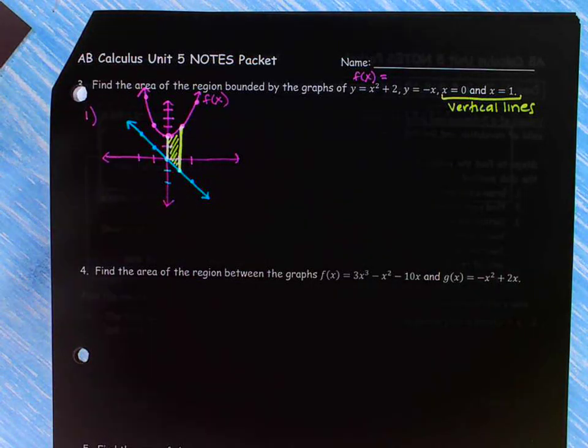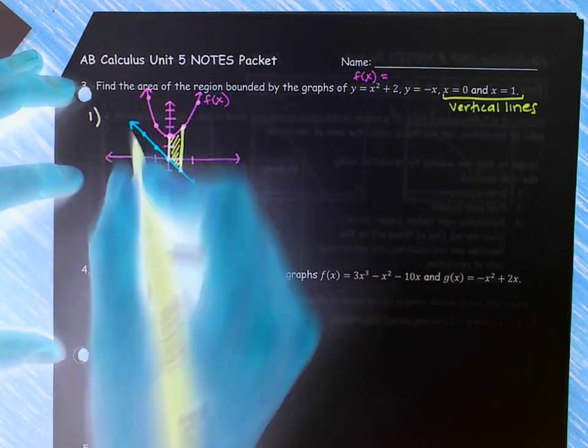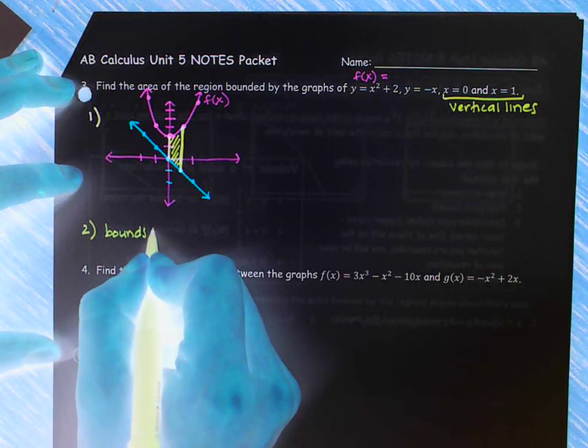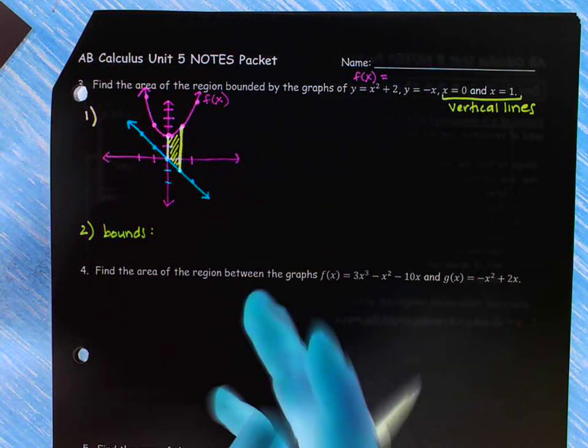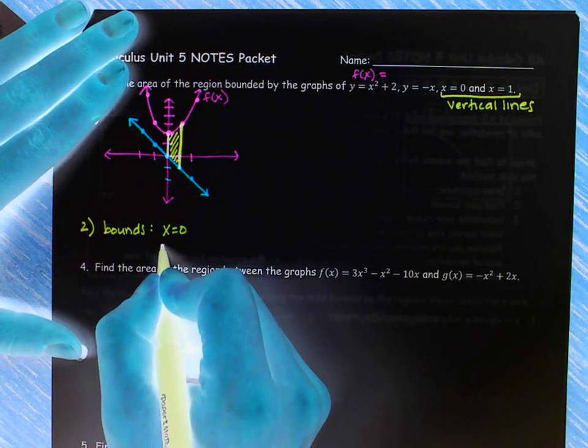So step 2 is to find my bounds. Luckily for this problem, this step's really easy. My bounds are just going to be the x values that I'm integrating between. So I'm going to start at 0, and I'm going to go to x equals 1.